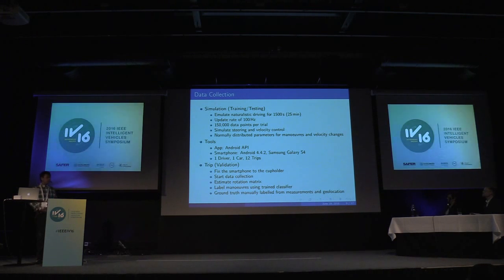In terms of trip validation using actual data, the process is very simple. We fix the smartphone to the cup holder, which is near the center of gravity of the vehicle. We start the data collection process. We estimate the rotation matrix using the proposed approach presented before. We then label the driving maneuvers using the trained classifier. And finally, we validate the labels using the ground truth we manually labeled from measurements and geolocation.